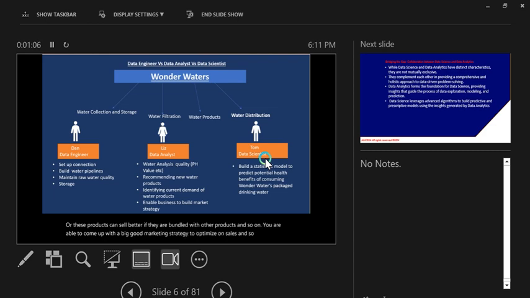Then Tom works under the water distribution as a data scientist. What Tom does is that Tom builds statistical models to predict potential health benefits of consuming Wonder Waters, packaged drinking water. So Tom focuses on the modeling part of it, predicting the potential health benefits of consuming Wonder Waters, packaged drinking water.